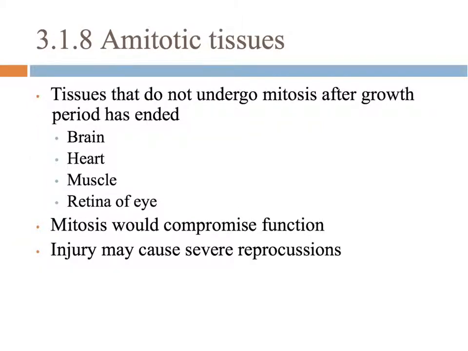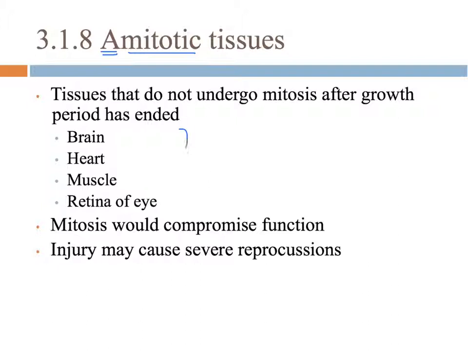The second learning target is on amitotic tissues. Again, if you know your prefixes, A here means not, so they're not mitotic anymore. They were mentioned briefly in the previous videos. These are tissues that do not undergo mitosis after the growth period of the organism has ended.